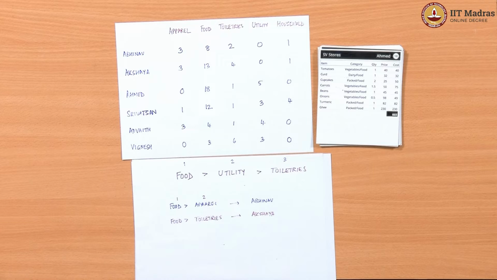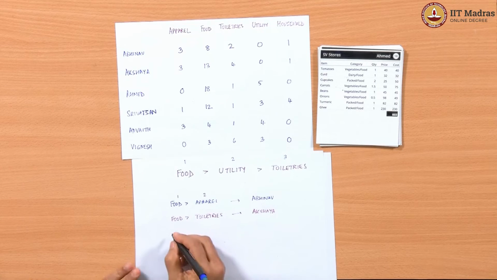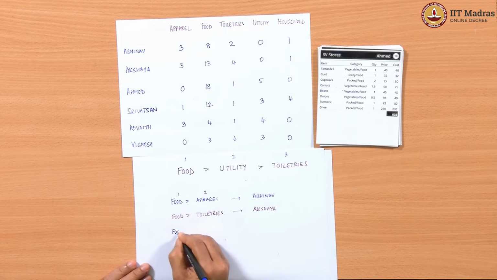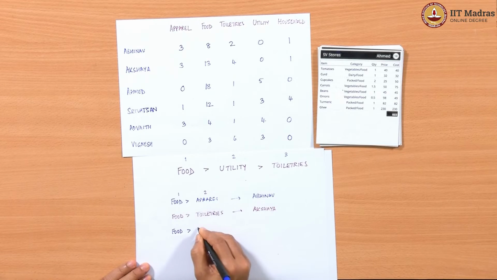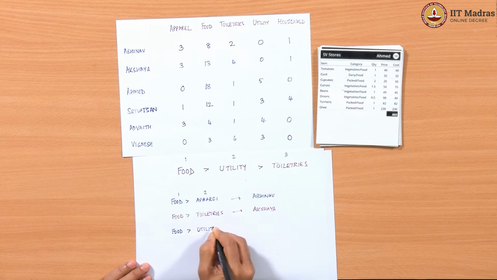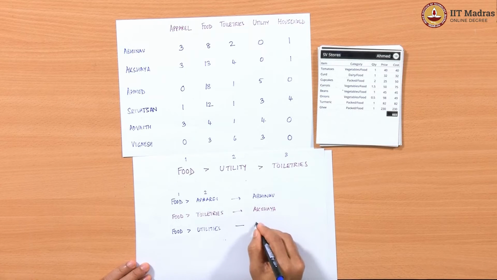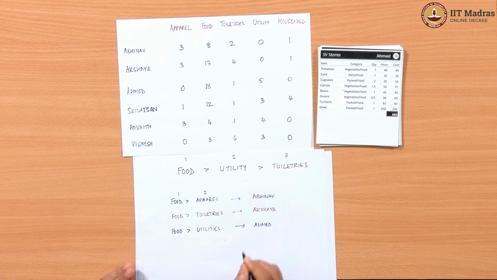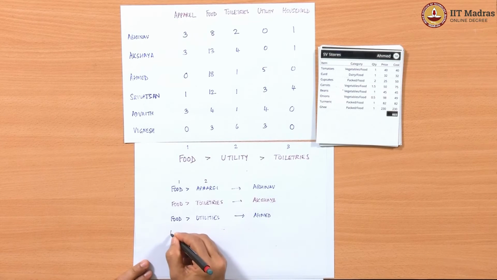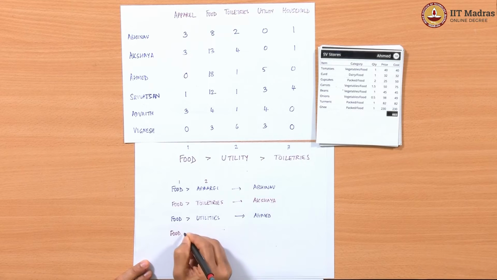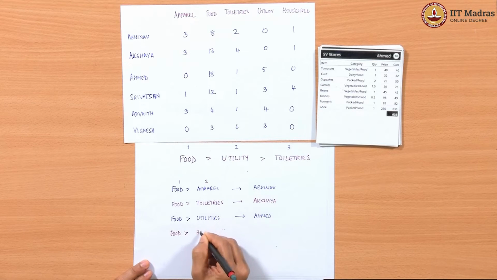Food greater than utility is Ahmed. All right. So far so good. Then Srivatsa: food greater than household. It worked for this guy also. So we only need 2. The first 2 you take and that's done, looks like.